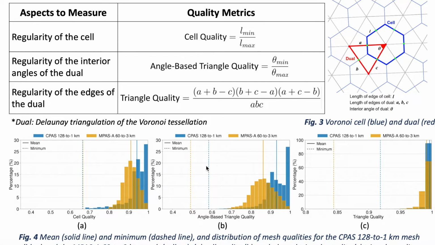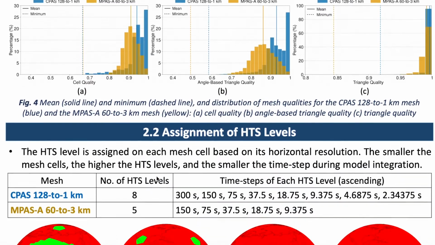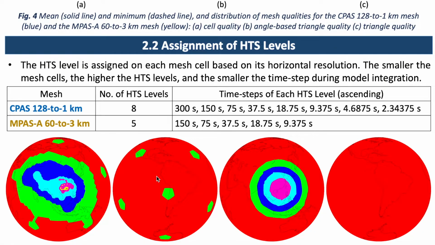These histograms show that the customized mesh has higher mesh quality, which means the cells generated are closer to regular hexagons. The blue bars are CPAS, and it has higher cell quality metrics. On execution time, hierarchical time stepping significantly saves computational load.